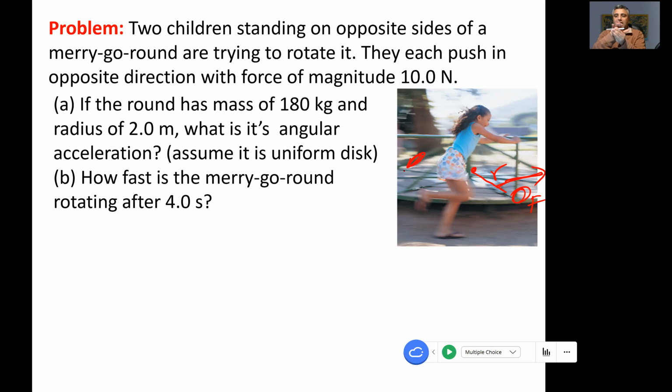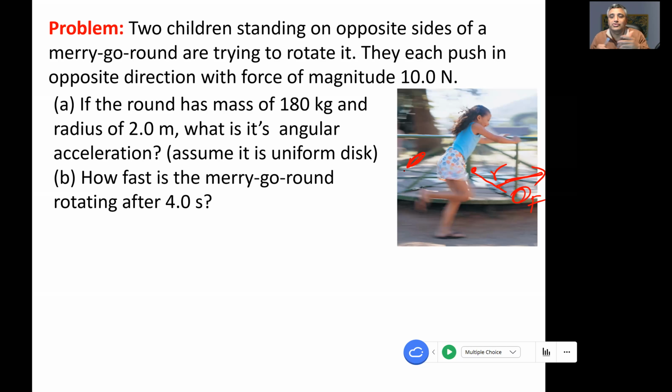Let's say I can replace that disk in the free body diagram by a line. Now one kid is pushing this way. If they want to rotate it, what has to happen? The torque due to both of them has to be either clockwise or counterclockwise. If one is clockwise and the other is counterclockwise, what's going to happen? One torque is going to be positive, another one negative, and the net is going to be 0.